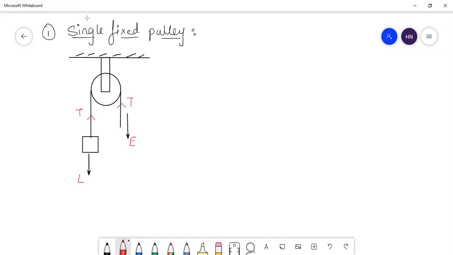So now as per the diagram, if I try to relate the quantities, your effort will be the same as your tension T, your load will also be the same as tension T. Suppose I apply an effort such that the system is in equilibrium. Equilibrium means you are trying to keep the block at rest by applying a certain effort.